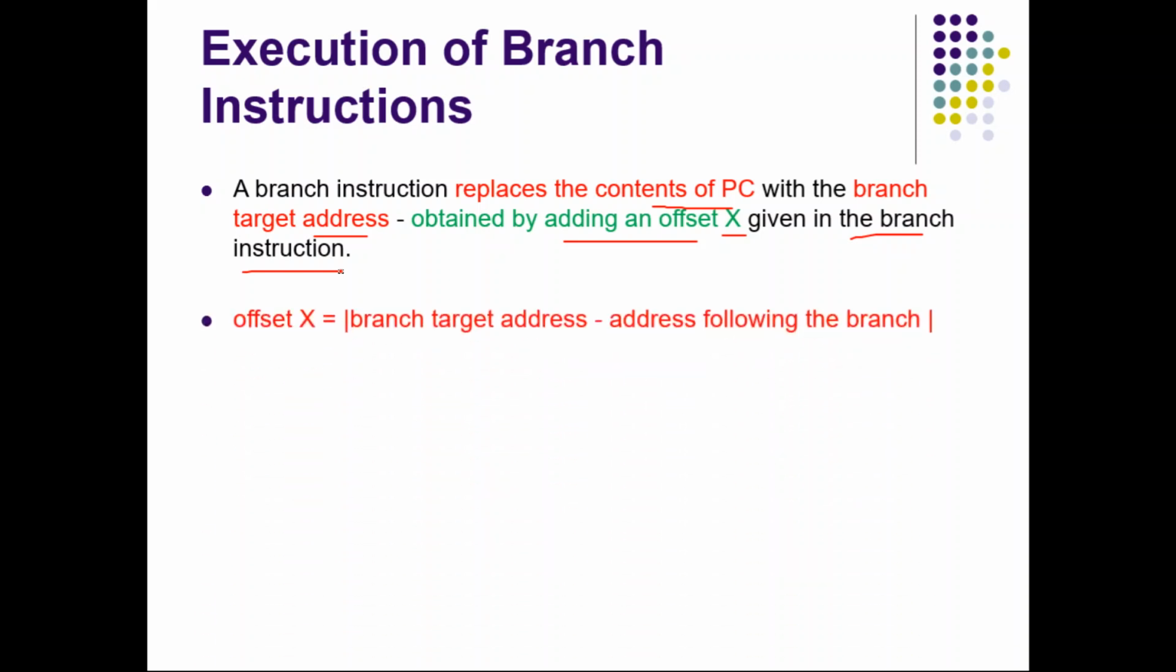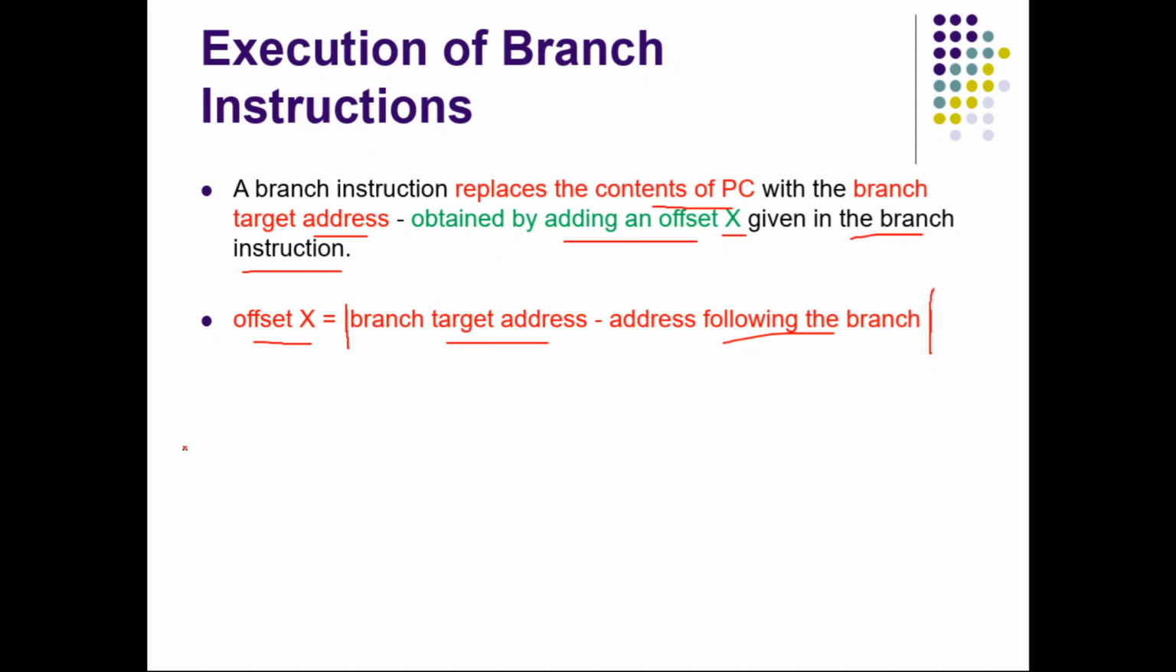How do we calculate the offset? Offset is calculated like this: branch target address minus the address following the branch instruction. So this will give the offset. If the value is negative, then convert it to positive so that it can be added.